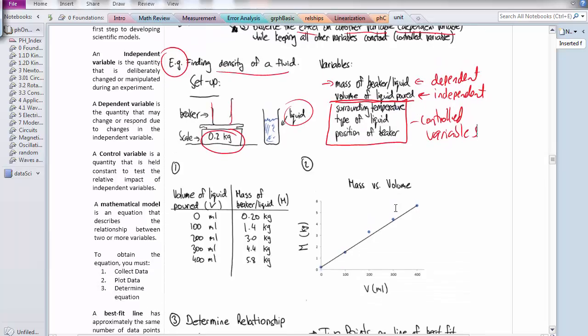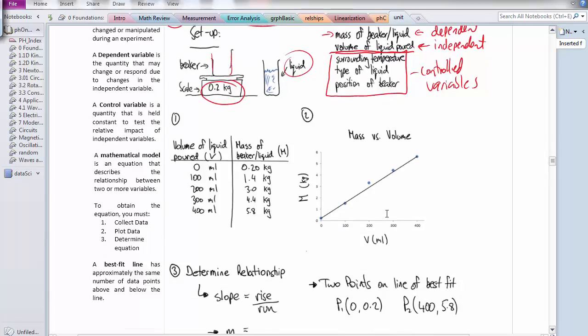So how would this work? Well, we get 0 milliliters of liquid, and we have a mass of 0.20 kilograms. So that's why we have a little point, and we plot it right there. Then we select different amounts of volumes, and we measure the mass, so we get all of this. Then what we want to do is graph it. I've plotted the points already, and you have to know how to plot this by hand first, and then I'll show you how to do it with a computer as well.